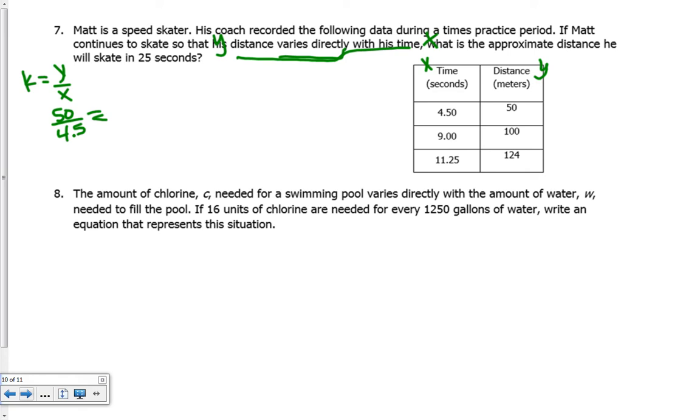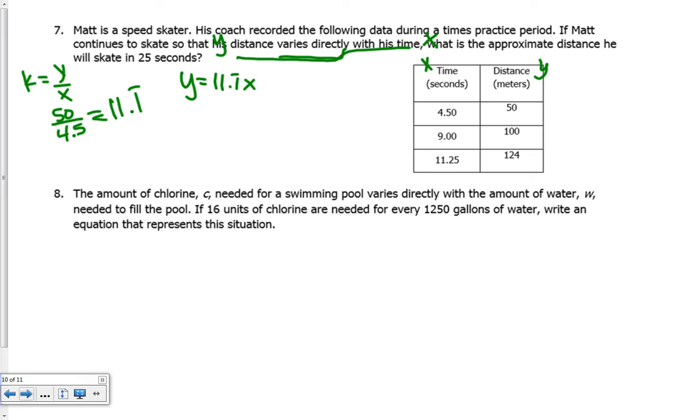Need to get my paper. I think it's got a repeating number of 11.1 repeating. Alrighty, 11.1 repeating. Okay, so let's make that into our equation now. Y equals 11.1 repeating x.